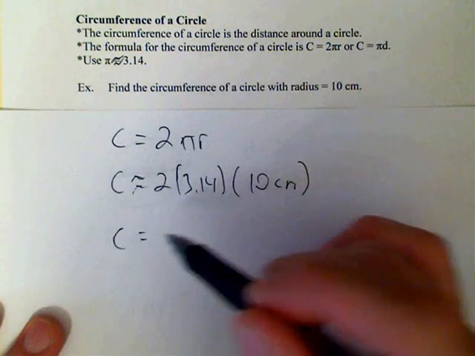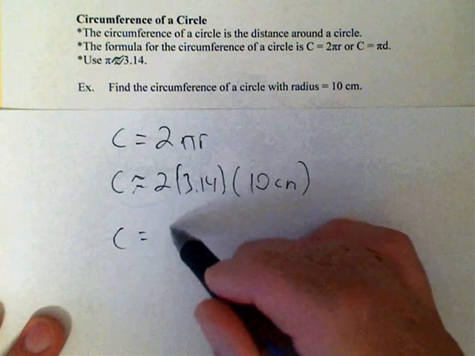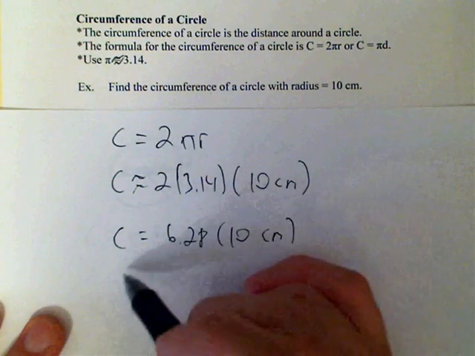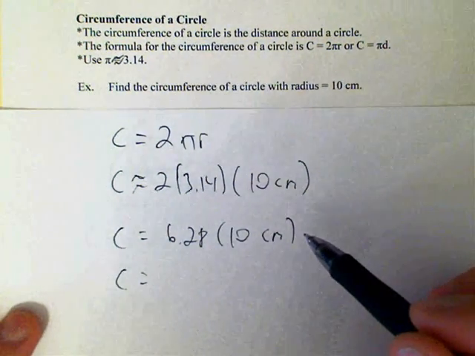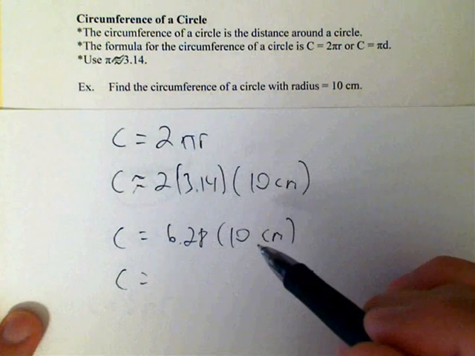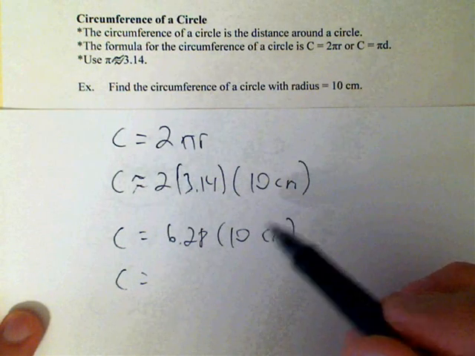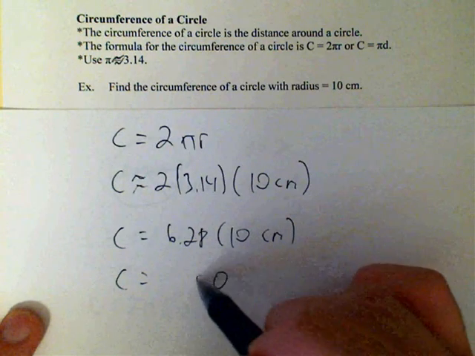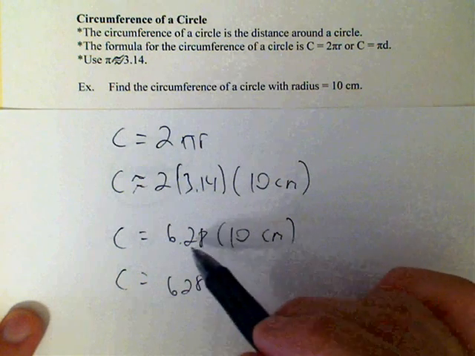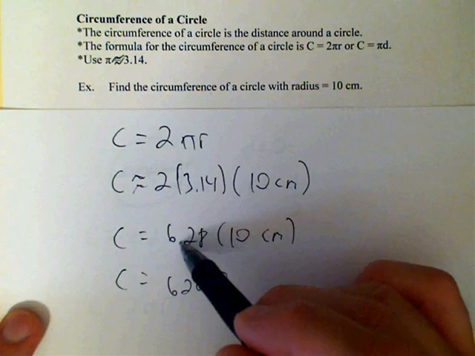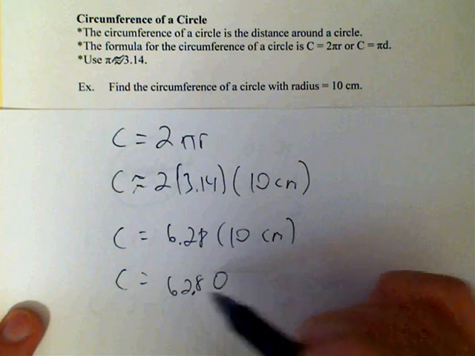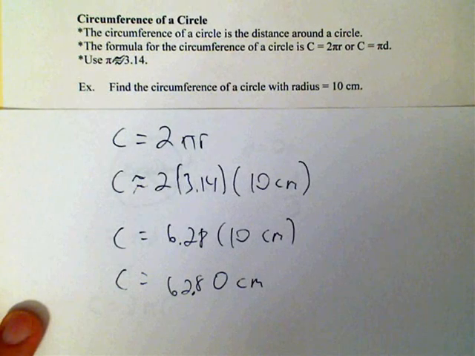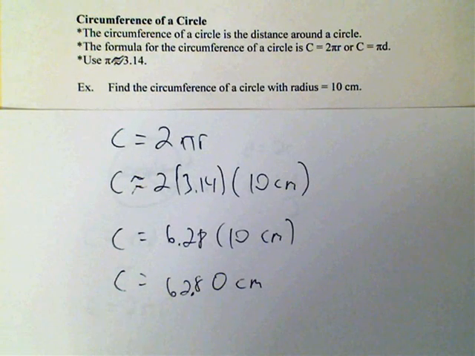Now we're going to multiply the numbers. 2 times 3.14 is 6.28. Times it by 10. And so, when you multiply it by 10, you can just write down a 0 and then multiply 1 by 628. You get that. 2 numbers after the decimal. 2 numbers after the decimal. And we're done. Circumference equals 62.8 centimeters.